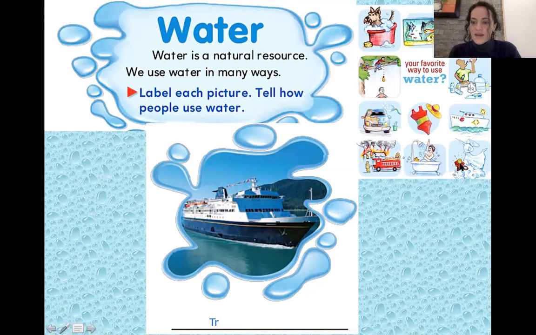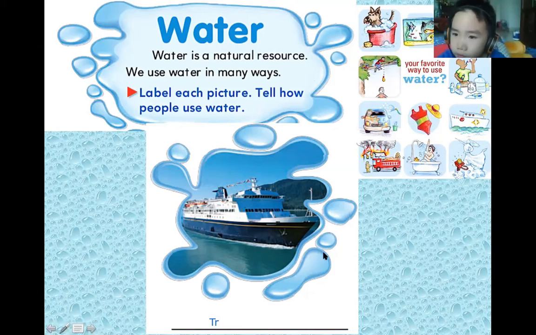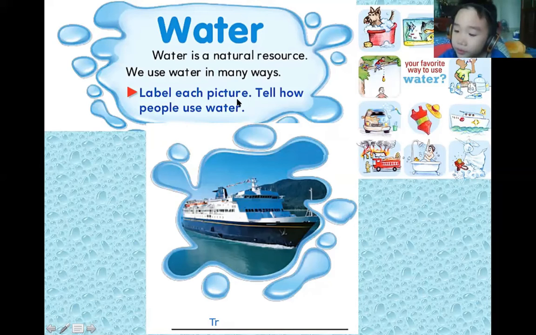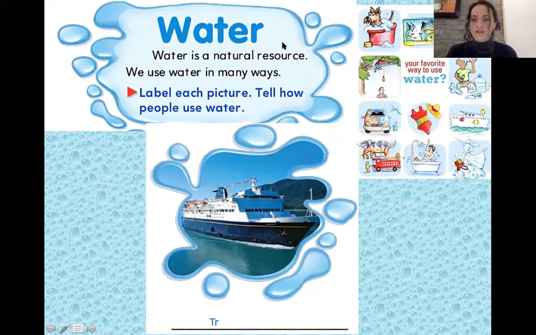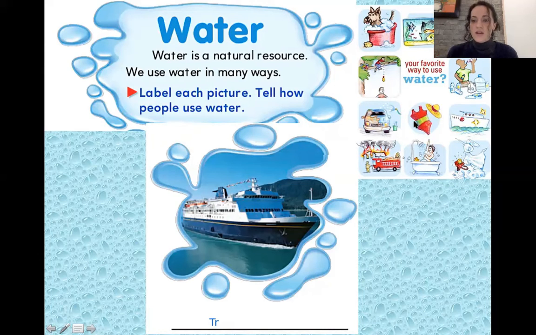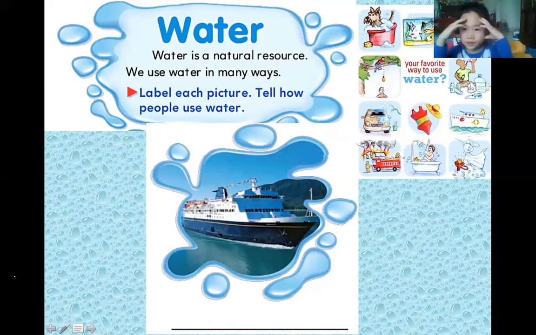Sam, what do you think? What's it called when we go from one place to another? T-R. When you go on vacation, you go to a trip. Not a trip, that's close. What's it called when you go on a trip? You go... That's okay. Okay, you win. I lose. It's a hard one.